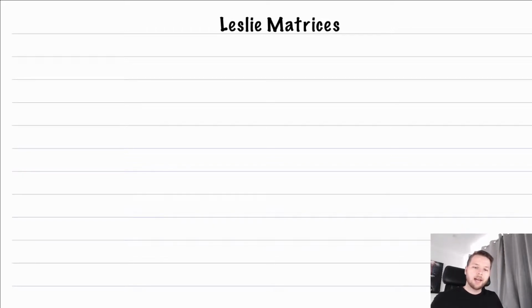Welcome back. Today we are talking about Leslie matrices. Now this is an application of matrices that deals with a population, deals with growth rates. We talk specifically about survival rates and birth rates. We're going to start with a simple example just to get us used to using them, and then we'll go into some questions.